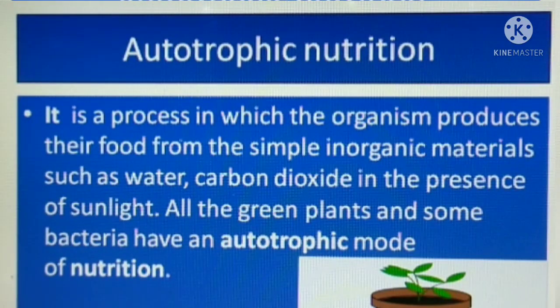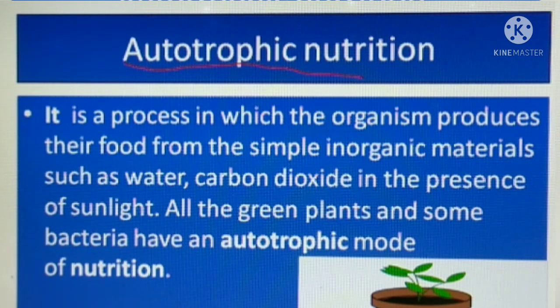Next, we are moving to the types of nutrition. The first type of nutrition is autotrophic nutrition. It is the process in which the organism produces its food from simple inorganic materials such as water and carbon dioxide in the presence of sunlight. All the green plants and some bacteria have an autotrophic mode of nutrition.